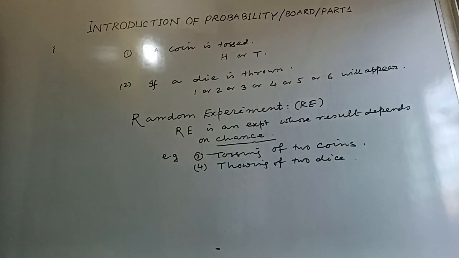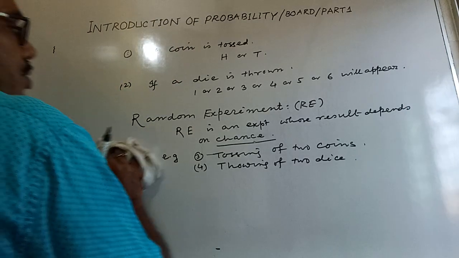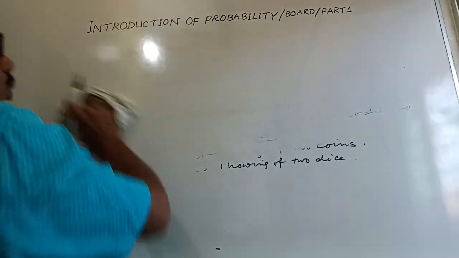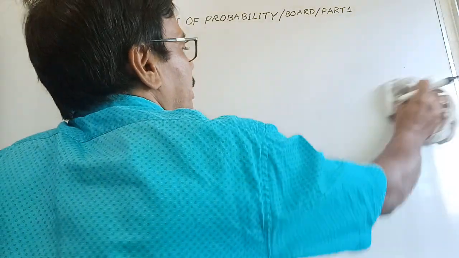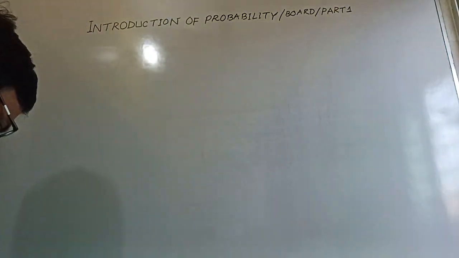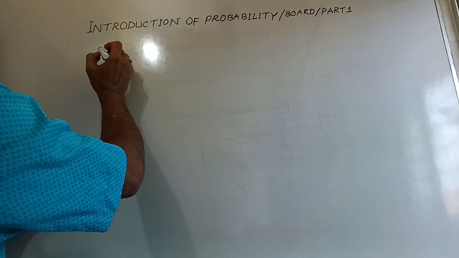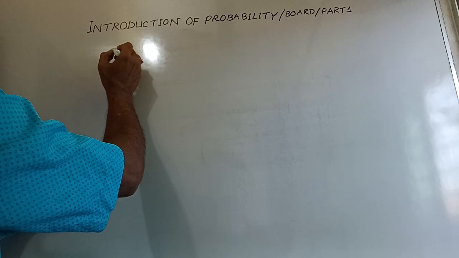Now, the second definition. To start probability, we need some basic concepts, that is, basic definitions. Outcomes.